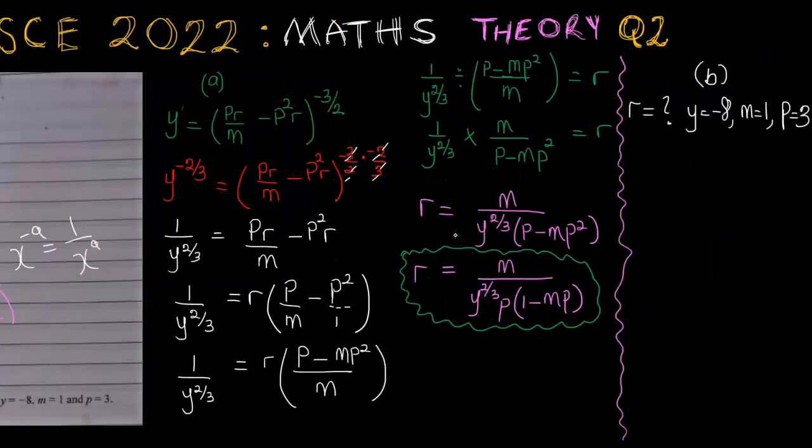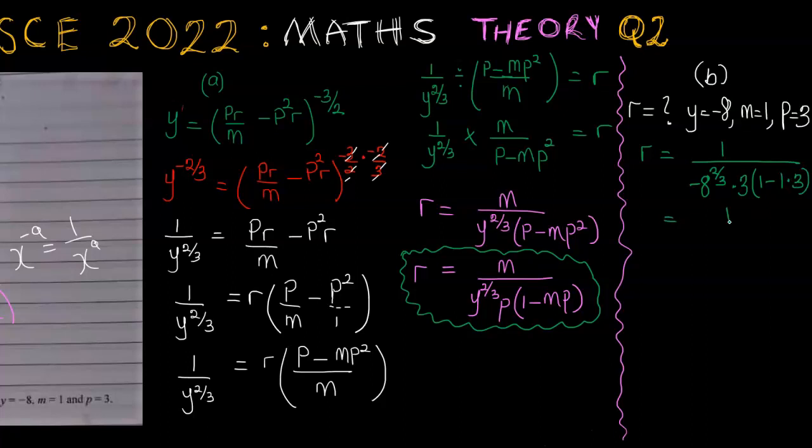Question 2b, we are asked to obtain the value of r when y is negative 8, m equals 1, and p equals 3. So we are just going to substitute these values into the equation. We have r equals m, so that's 1 over y, which is negative 8, so this becomes negative 8 raised to the power of 2 over 3, times p, which is equal to 3, then bracket 1 minus mp, that's 1 times 3.